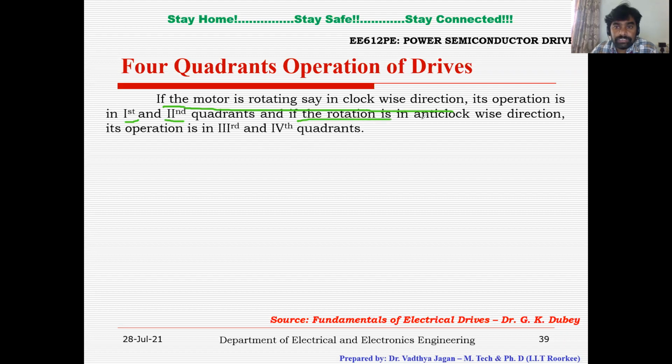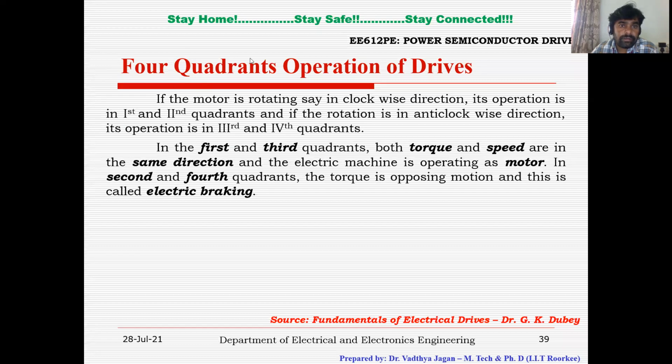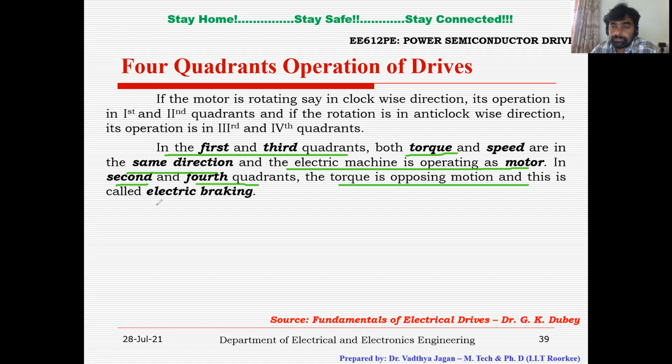And with the rotation in anti-clockwise direction, the operation is in the second, third and fourth quadrant, right? And if you see the last slide, in the first and third quadrant, both torque and speed are in the same direction, and the electrical machine is operating as a motor. So the first quadrant is forward motoring, and the third quadrant is reverse motoring. And in the second and fourth quadrant, torque is opposite to the motion.